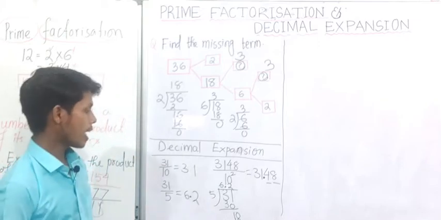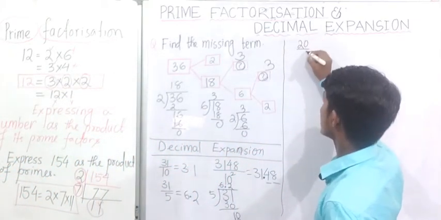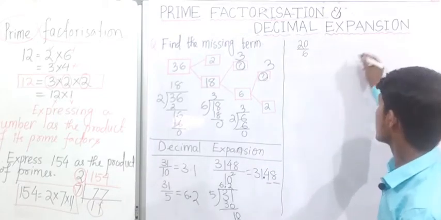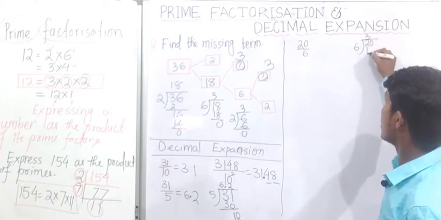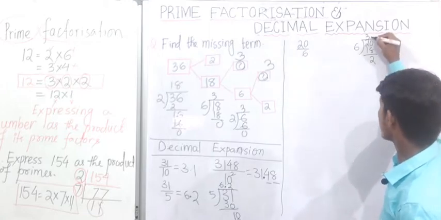Okay, let's take another example, say 20 upon 6. How will you do this? We will divide 20 by 6. We will get 6 3s are 18, 2 was remainder. Then we will put a decimal point here.